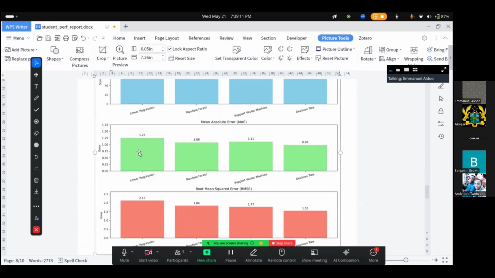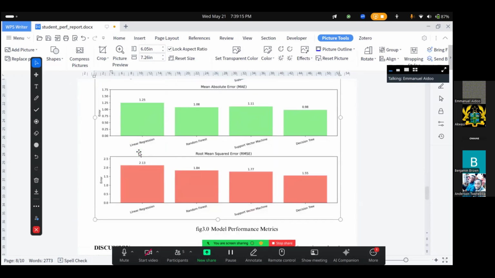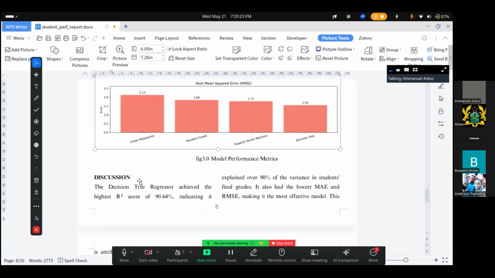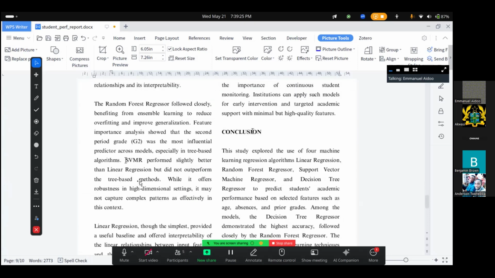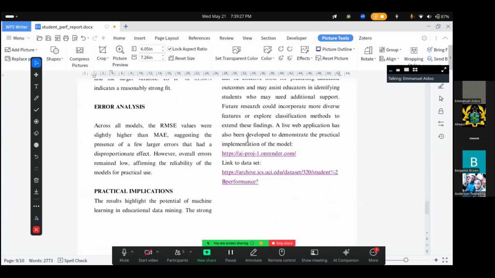The one with the most errors was the linear regression model, had the highest mean absolute error. And then the root mean square error, the highest was the linear regression model again, which performed very poor. We wrote our conclusion, and then we had a live performance.